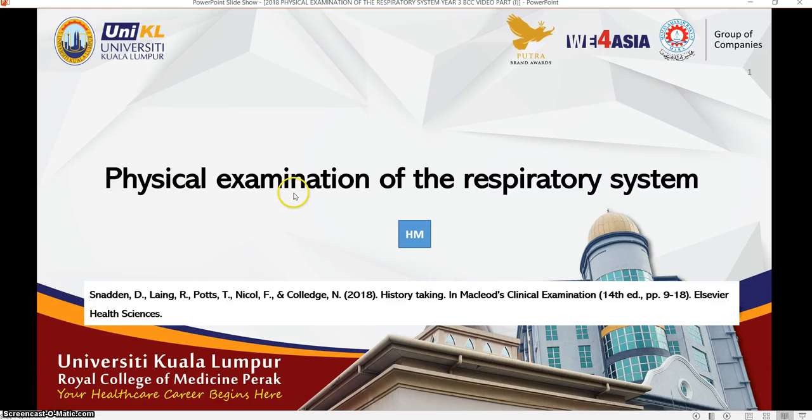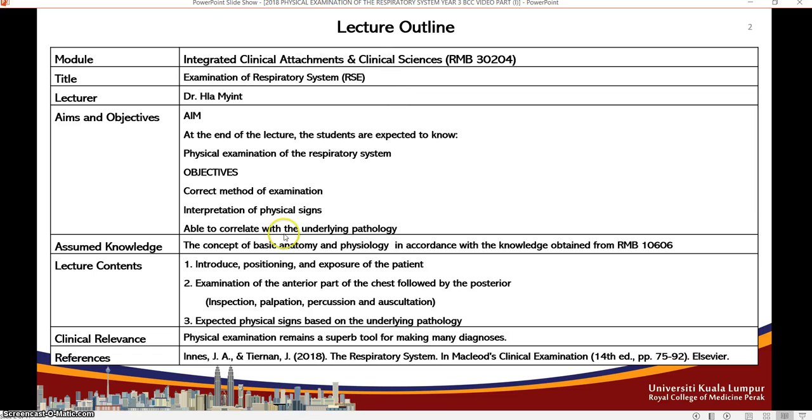Physical examination of the respiratory system. Part 1. This is the lecture outline. Aim and objectives. At the end of the lecture, the students are expected to know the physical examination of the respiratory system.